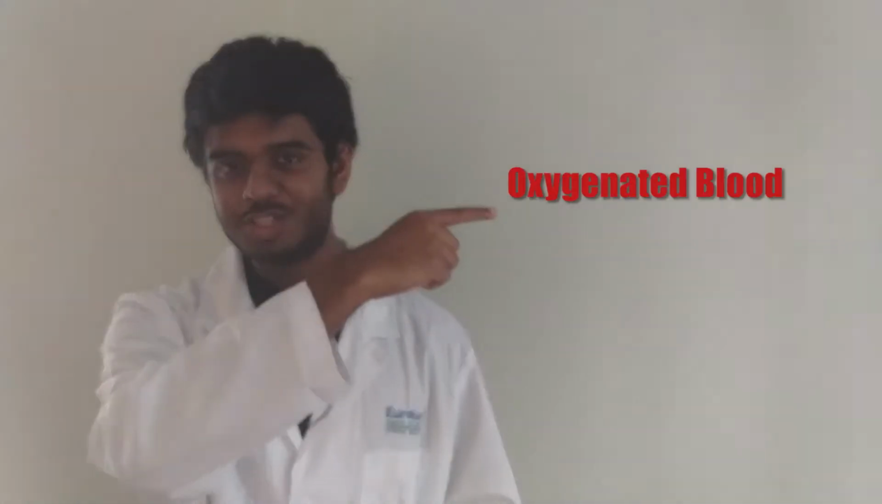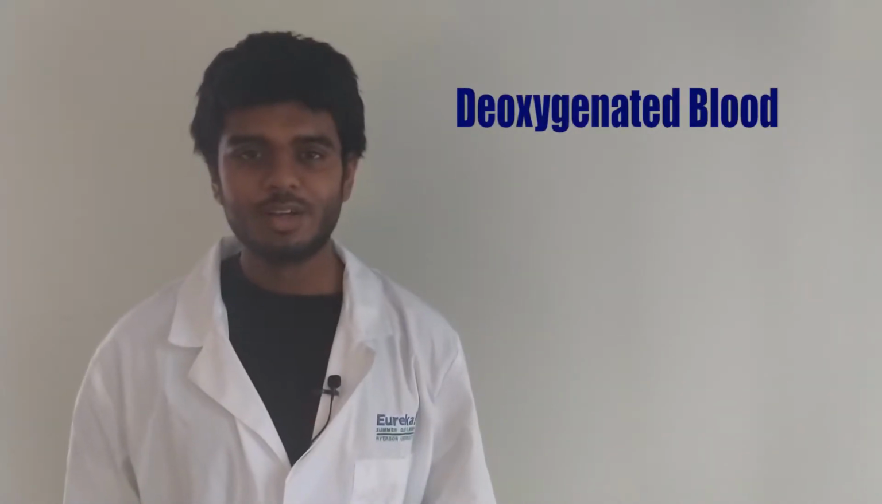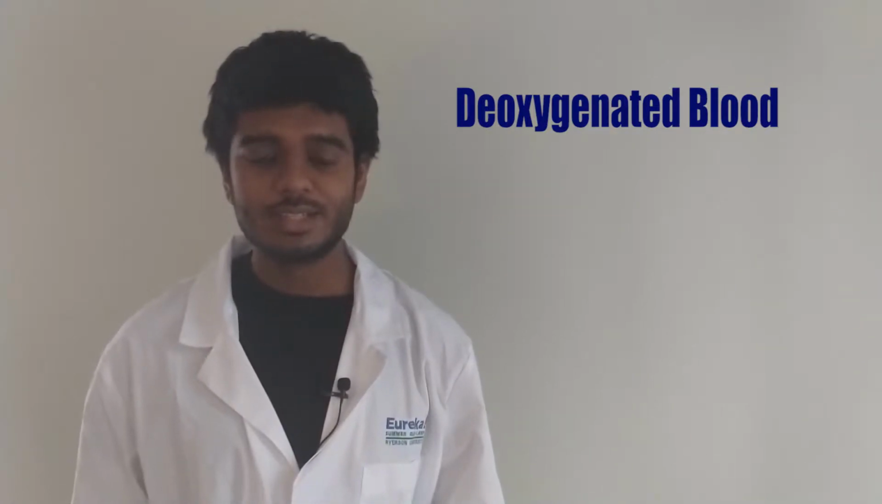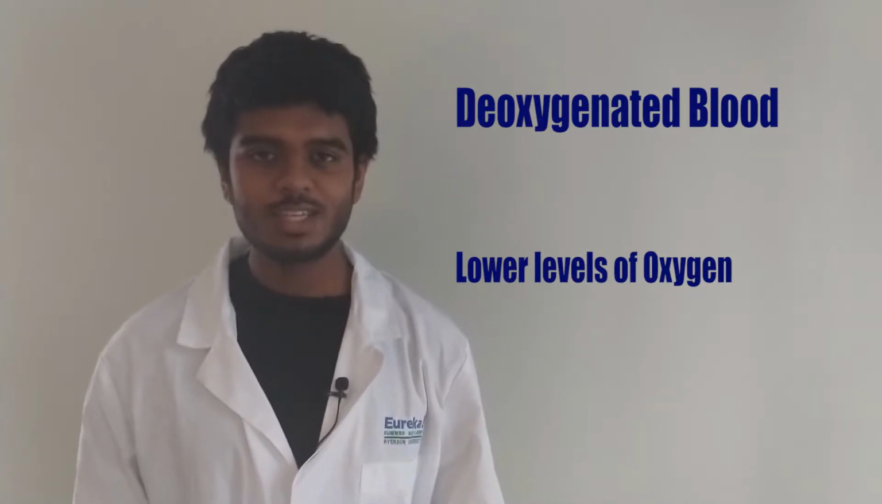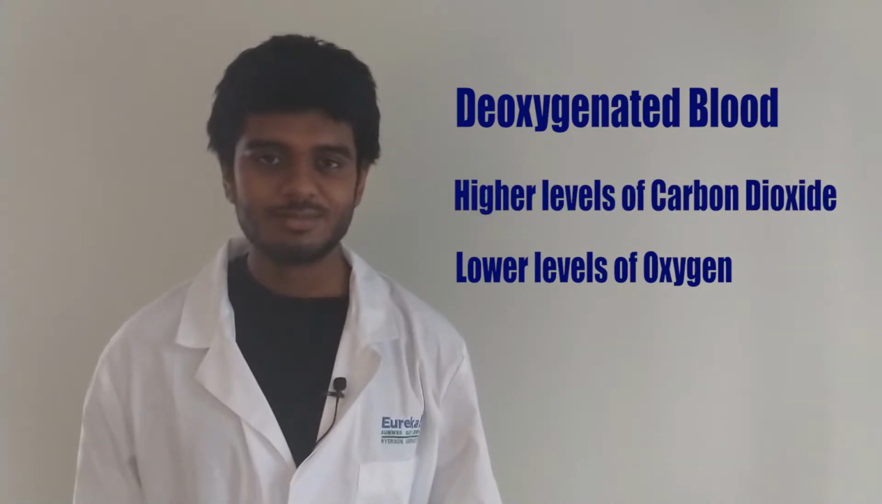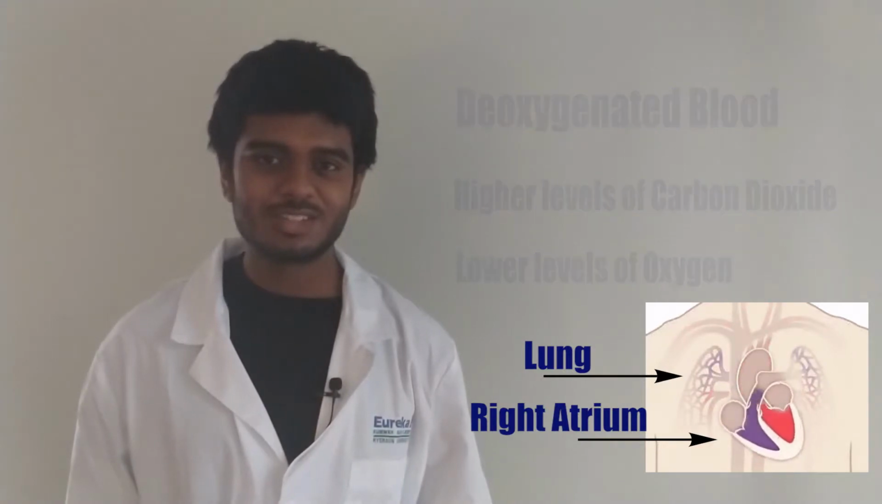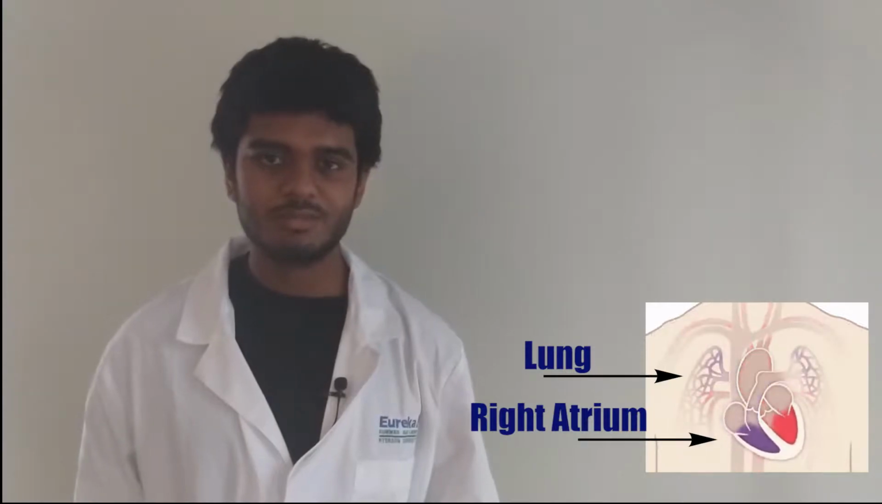The two types of blood that our heart deals with are oxygenated blood and deoxygenated blood. First, let's talk about deoxygenated blood. Deoxygenated blood is the blood in our bodies that contains lower levels of oxygen, as most of its oxygen molecules have already been taken by the other organs through our bloodstream. As a result, this blood now has higher levels of carbon dioxide. The heart then pumps this blood into our lungs, and through a process called gas exchange, the deoxygenated blood becomes oxygenated.